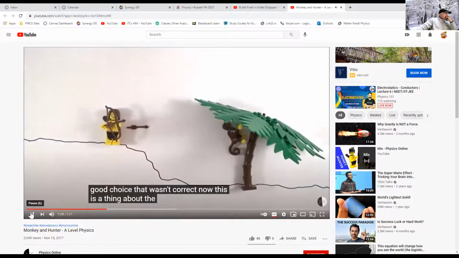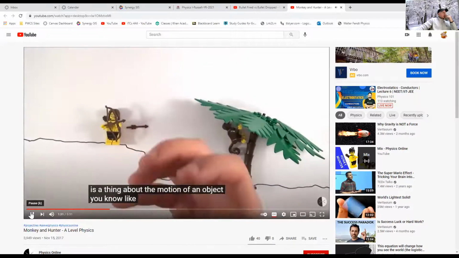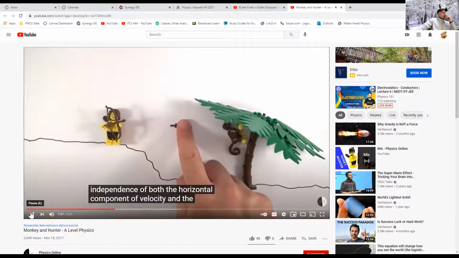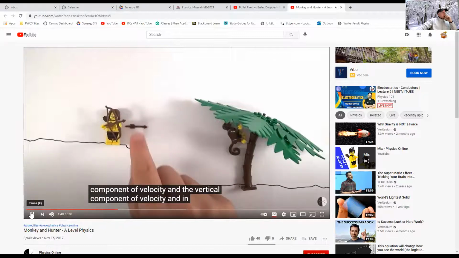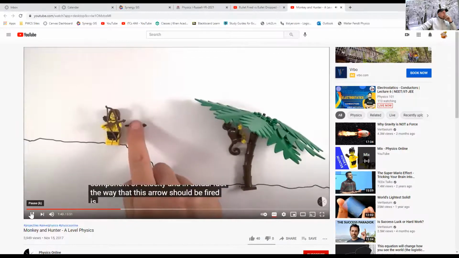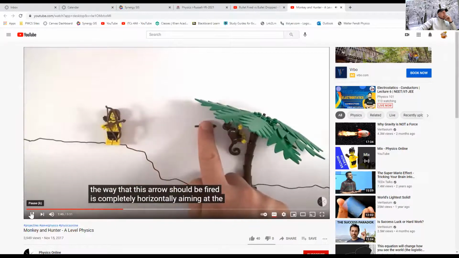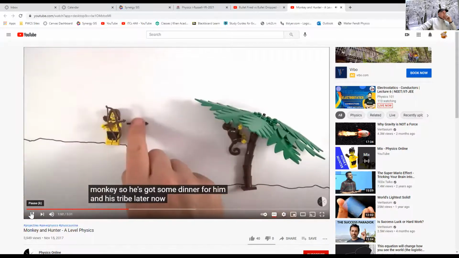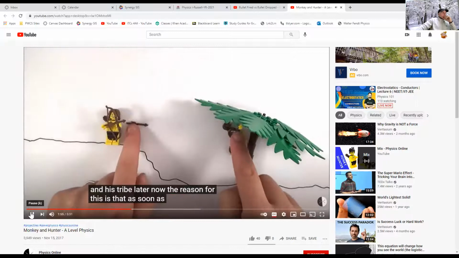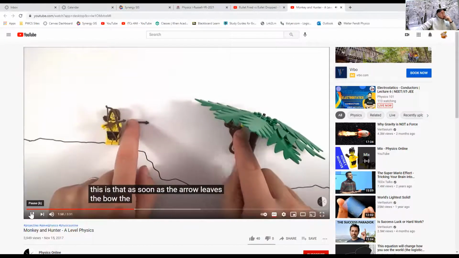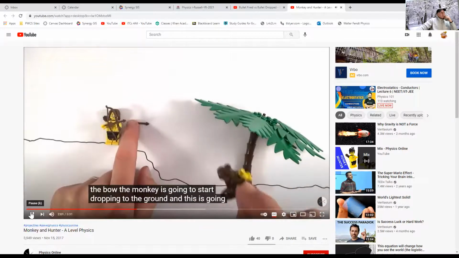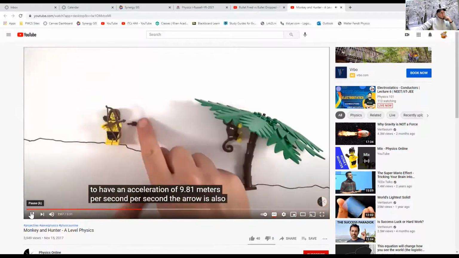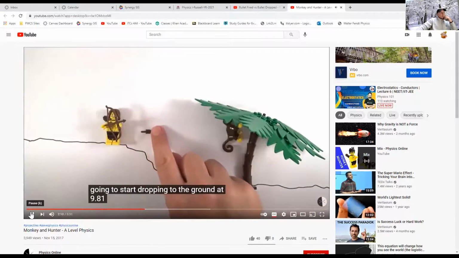Now, this is the thing about the motion of an object, like a projectile, and about the independence of the horizontal components of velocity and the vertical components of velocity. In actual fact, the way that this arrow should be fired is completely horizontally, aiming at the monkey's head in order to kill the monkey, so he's got some dinner for him and his tribe later. The reason for this is that as soon as the arrow leaves the bow, the monkey's going to start dropping to the ground, with an acceleration of 9.81 meters per second squared. The arrow is also going to start dropping to the ground at 9.81 meters per second squared.